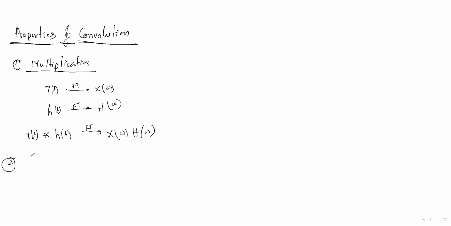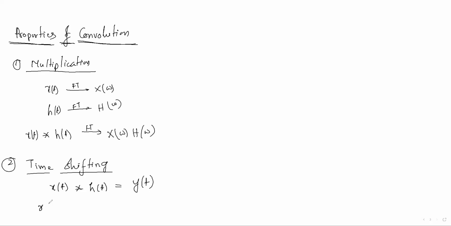So the second important property is time shifting. Suppose any signal x(t) is convolved with h(t), and the output would be y(t). Suppose we know this relation: x(t) convolution h(t) gives the output y(t). If you apply a shift to either signal, x(t) or h(t), what will be the output shift? So there is a very important formula.